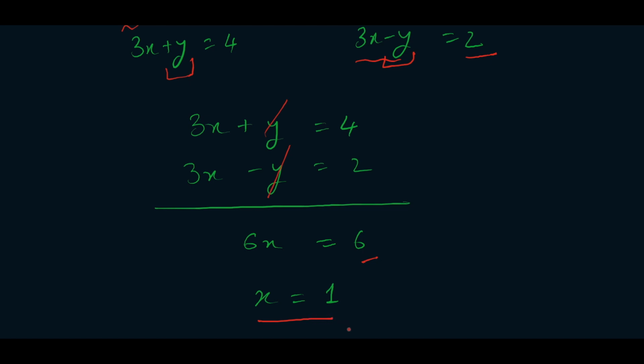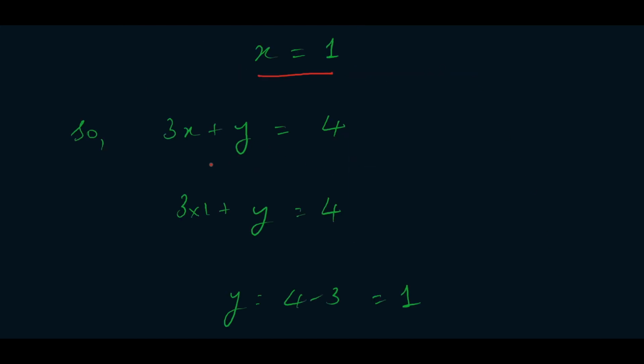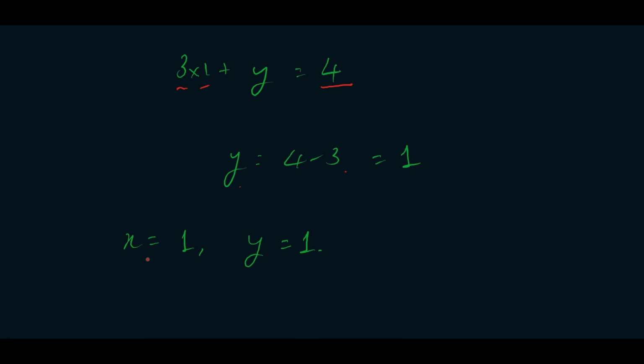Now you can put x equals 1 in either 3x plus y equals 4 or 3x minus y equals 2. So we put it in 3x plus y equals 4. With x equals 1, it is 3 multiplied by 1 plus y equals 4. So the value of y is 4 minus 3, that is 1. So our final answer is x equals 1 and y equals 1. So this is the end of exercise 3.6 problem 1.